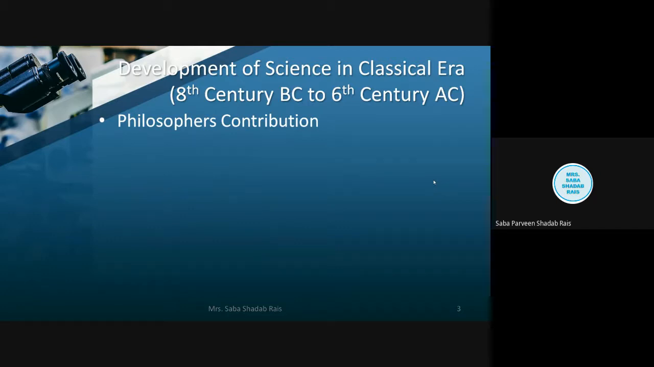This is the period in which Greek and Roman society flourished and wielded great influence throughout Europe. Now, when we talk about the importance of this period, some philosophers of those times contributed to the development of science during the classical era. One by one, we will learn about those philosophers and their contributions, what they all have done. This is a very important thing in this unit.